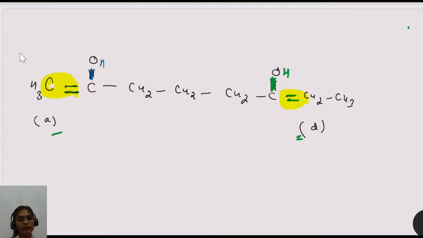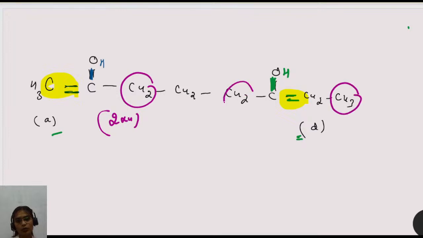And how many alpha hydrogens in this case? If you observe, there are 2 alpha hydrogens on this side. And in this case, there are 3 and 2, total 5 alpha hydrogens. So which double bond or which enolate is more substituted or stable? That is the D there. So D is much more stable. This is how I decide that D is the feasible answer.